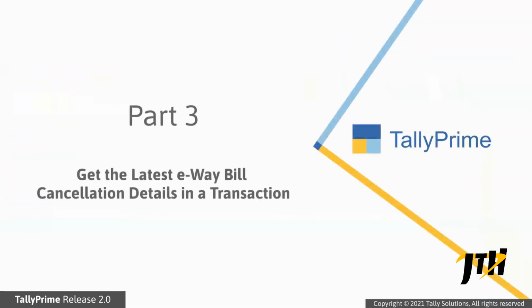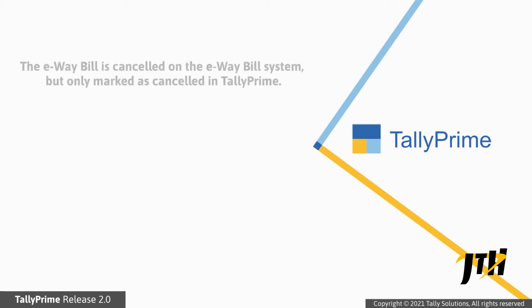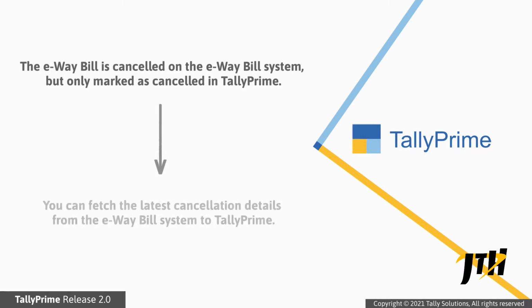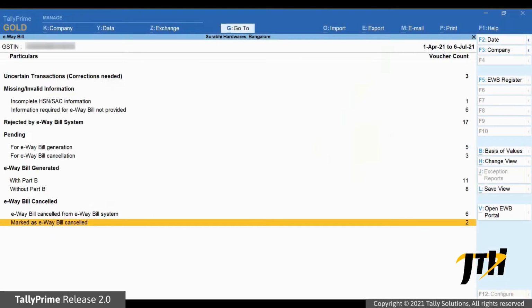Next, let's see how to get the latest cancellation details in a transaction. You may have cancelled e-way bill for a transaction on the e-way bill system and marked it as cancelled in Tally Prime. So, you will want to fetch the latest cancellation details from the e-way bill system to Tally Prime. You can use the Get EWB Information option to do so.